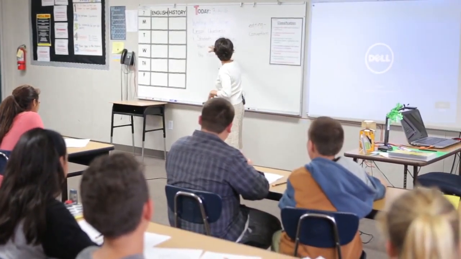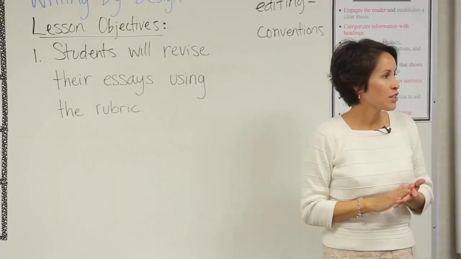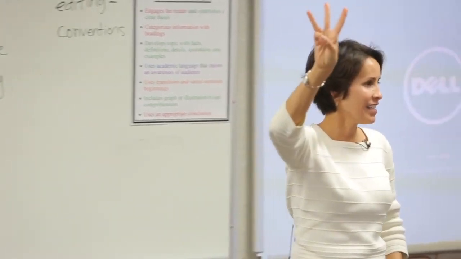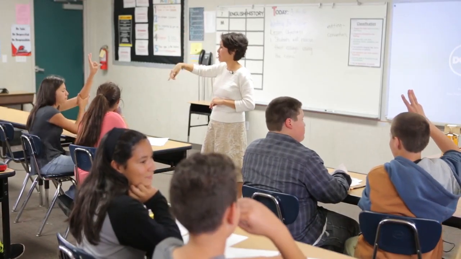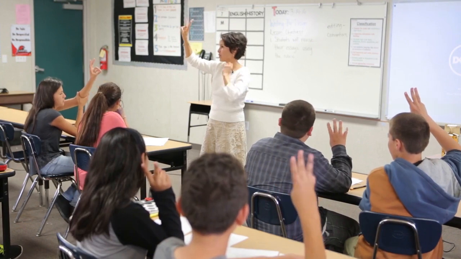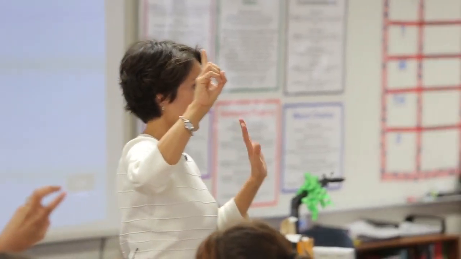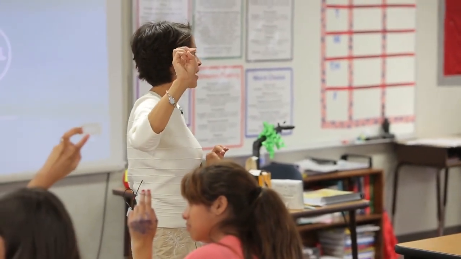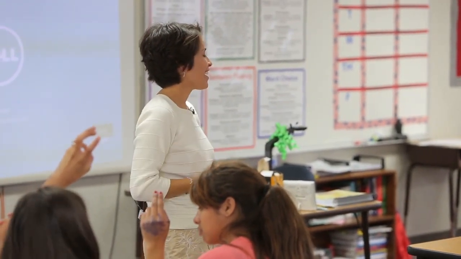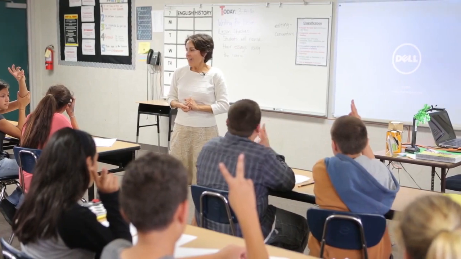All right, so let's make sure we did this. Students will revise their essays using the rubric. 4, yes, I did it. 2, almost. 1, I didn't do it. Let's see. Almost? You almost finished? Good. 3, yes, we completed. 2, we didn't get done. We talked about something else. We weren't on task. Okay, 2, so you guys are still working on it? Okay, all right. Well, thank you.